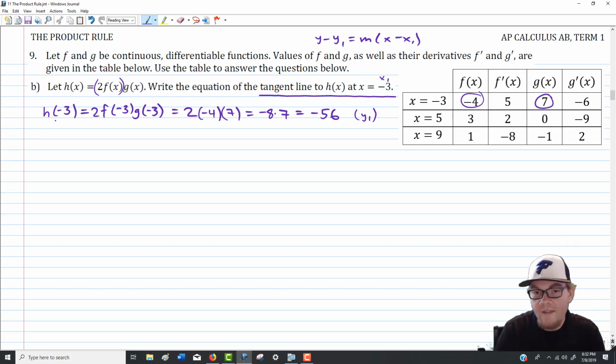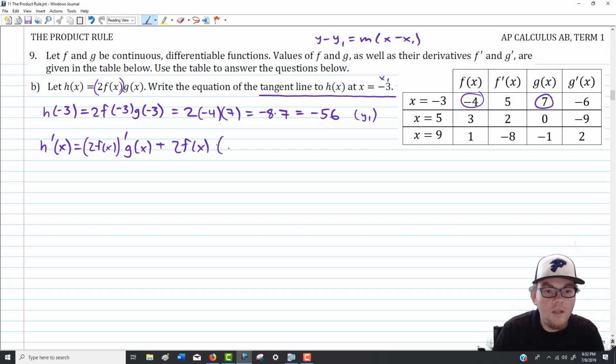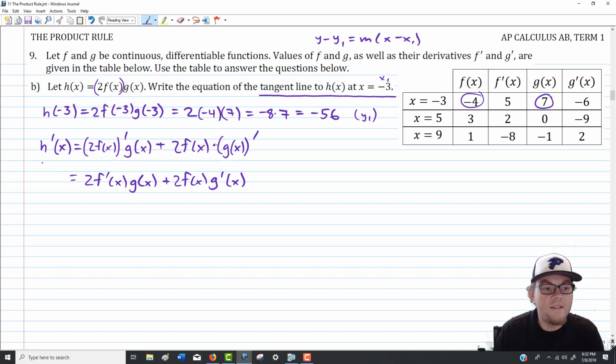So we got the y value. We already had the x value. The challenge here, of course, is finding the m value, the slope. So we want to calculate h prime of x. And again, we're using 2f of x times g. So using the product rule, that'll be the derivative of 2f times g plus 2f times the derivative of g. So simplifying a little bit, that's pretty easy to calculate. 2f prime g plus 2f g prime. But of course that's h prime of x.